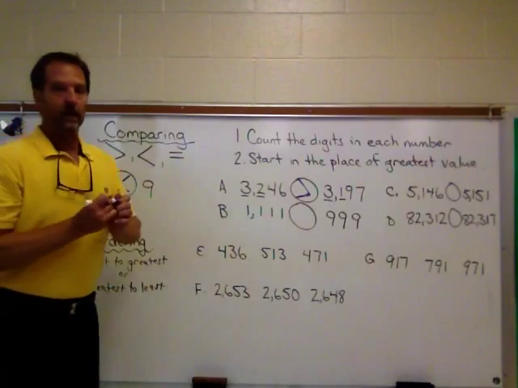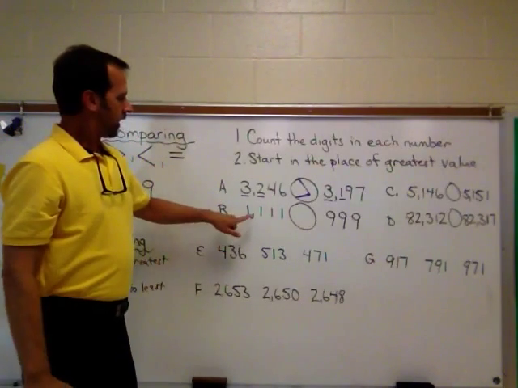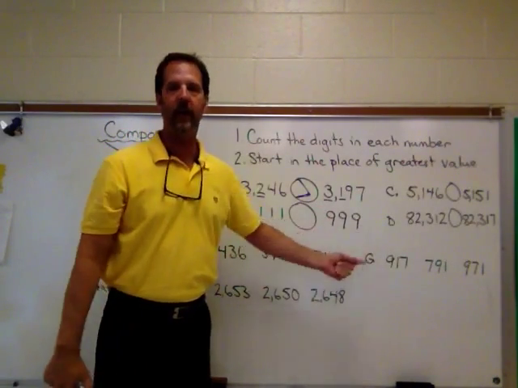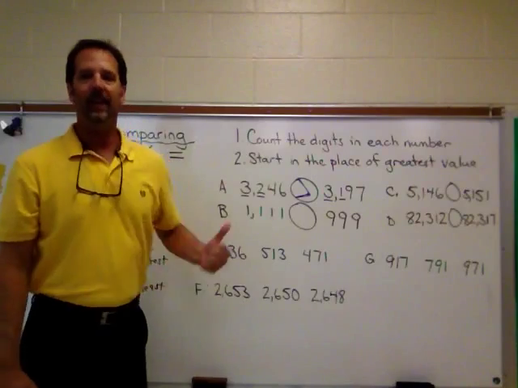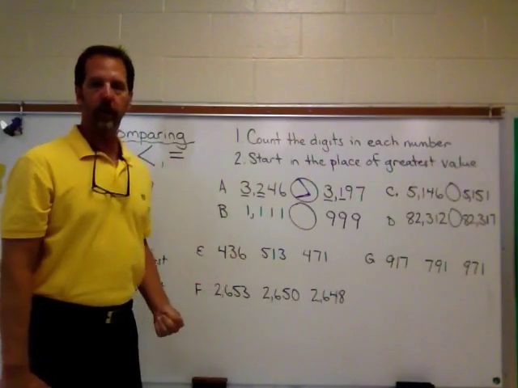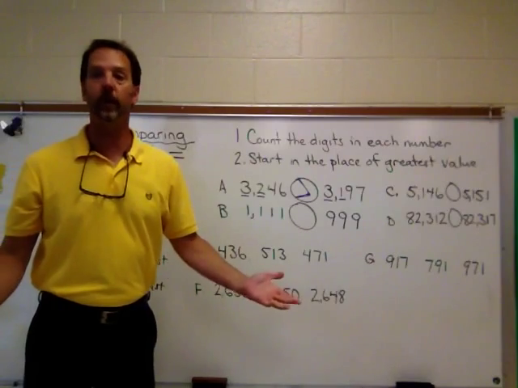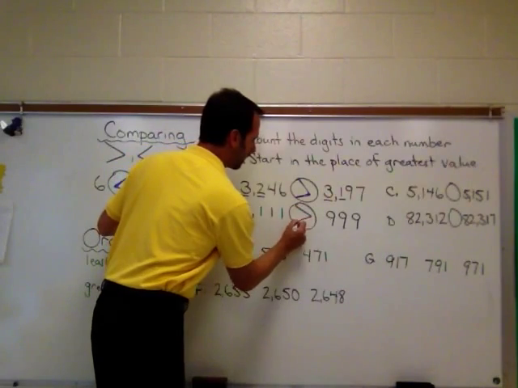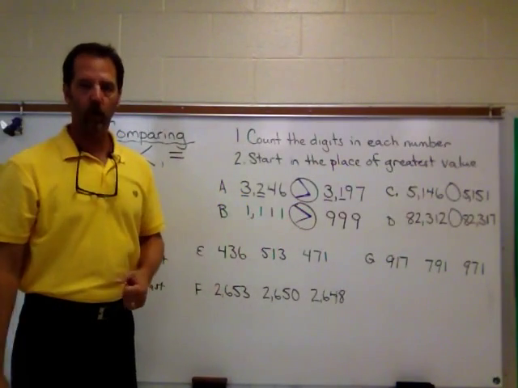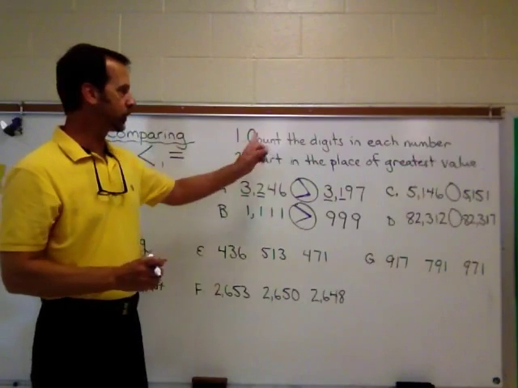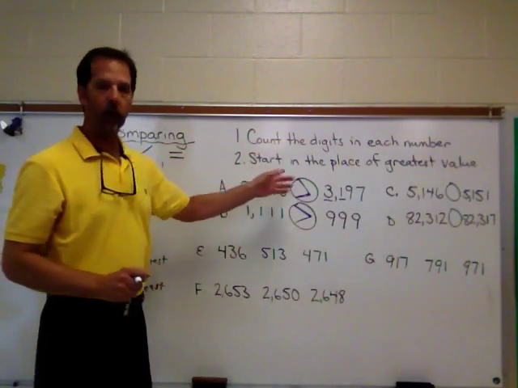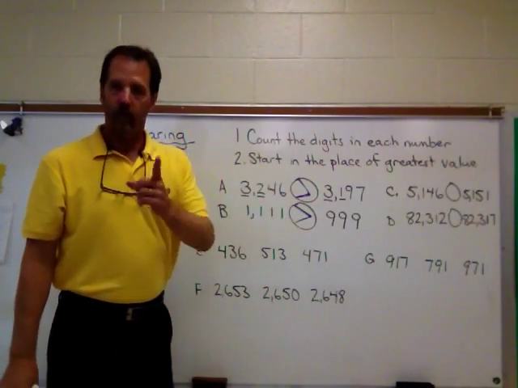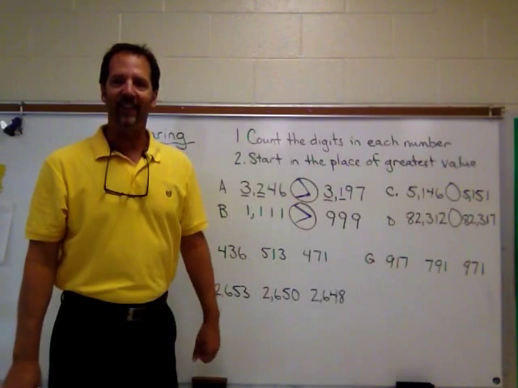Let's take a look at letter B. Letter B has 1,111, and we're comparing that to 999. Our first step, count the digits. 4-digit number here, 3-digit number there, which is bigger? Automatically, the 4-digit number is larger. So again, the mouth will open to that larger number. Get the idea? Follow those two steps. Count the digits, and then start at the place of greatest value. Hit the pause button and try C and D right now at your seat. Go ahead. I'll wait.